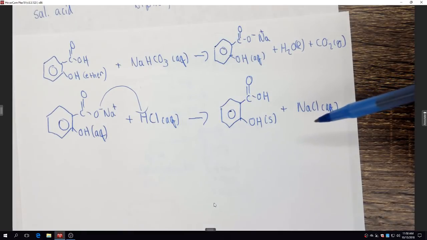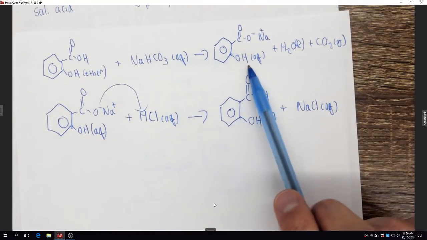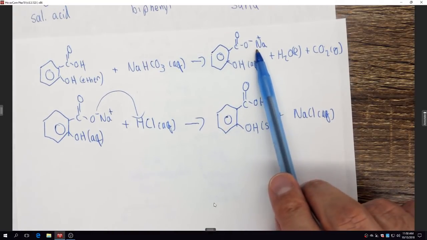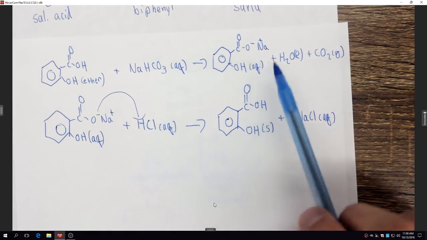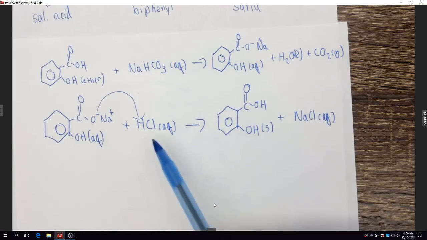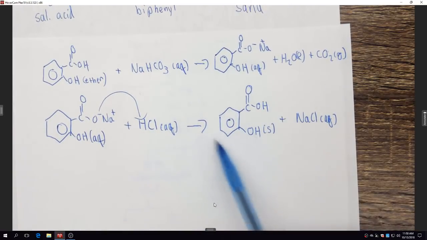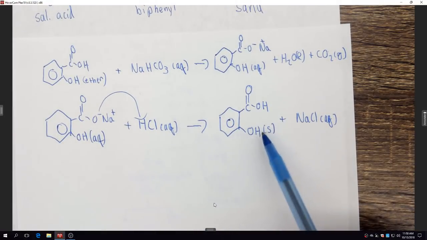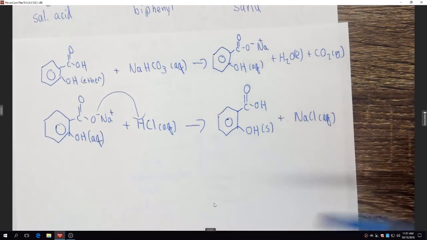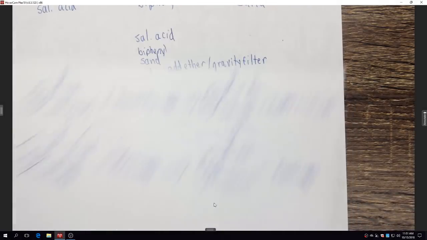Does that make sense? So we drive this molecule into the aqueous layer by turning it into an ionic salt, which is not soluble in ether. We then drain off the aqueous layer so the ether is not present anymore, and we add an acid, and we reform this organic molecule that's not soluble in water, so it precipitates out as a solid. We filter. And now we've isolated this separate from the other two.